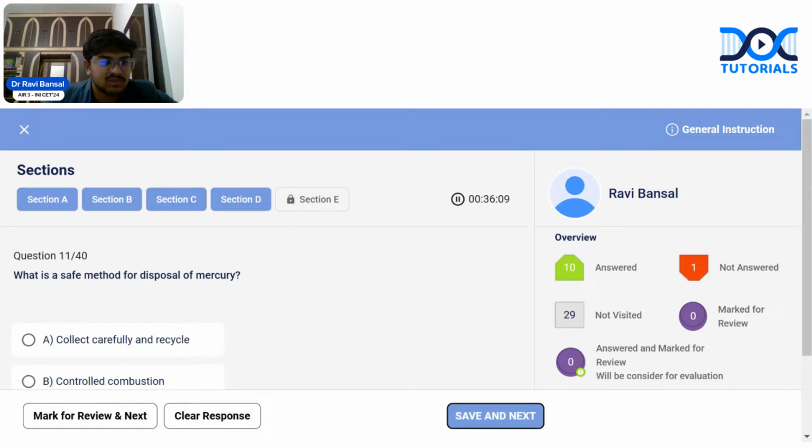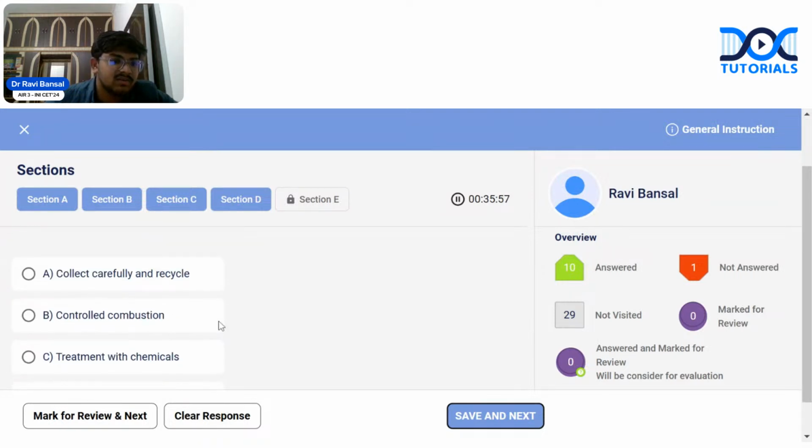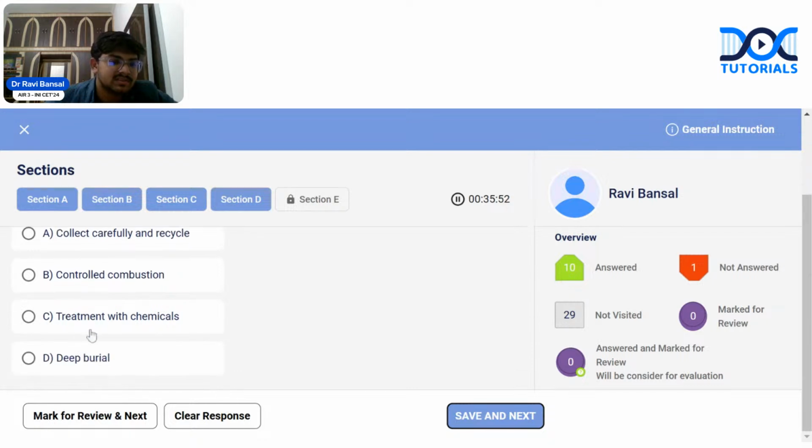Safe method for disposal of mercury. This is a PYQ question. Safe method for disposal of mercury: collect carefully and recycle. Controlled combustion, no, we do not combust heavy metals. Treatment with chemicals. Deep burial is not the answer. You won't leave heavy metal in deep burial. So B and D have been ruled out. A and C, I'm confused. We can treat it with chemicals, or we can collect carefully and recycle it.